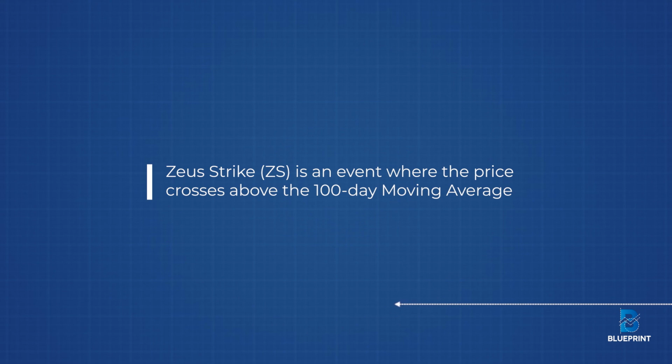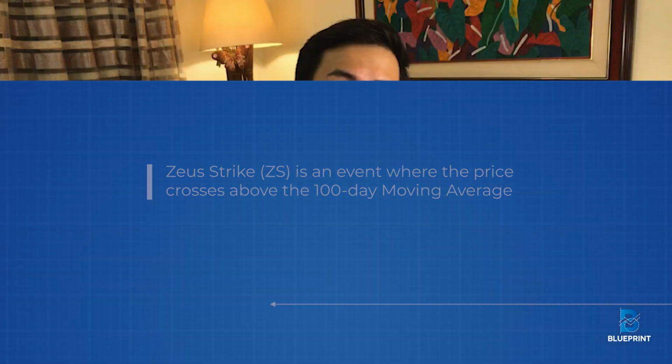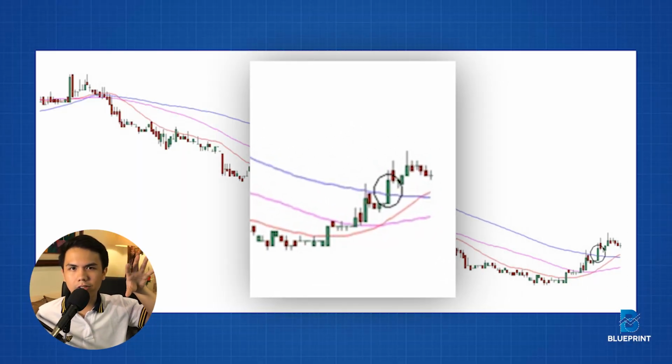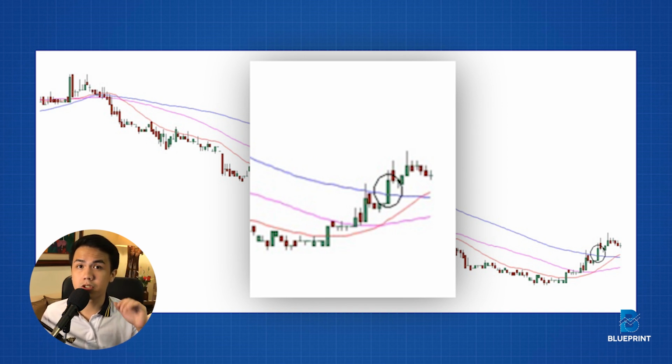The zoo strike is an event wherein the price goes up the 100-day moving average or the 100-day moving average dives below the price. So, baliktaran naman yan eh. So, ako, I like to think of it na if yung price umangat dun sa 100-day moving average, that's what we call a zoo strike. Pakita ko yung example. So, boom. Kita nyo yung chart na to? Kita nyo yung bilog na yan? Yung kung saan umangat yung price dun sa 100-day moving average, dun sa blue na line. And that's what we call a zoo strike.